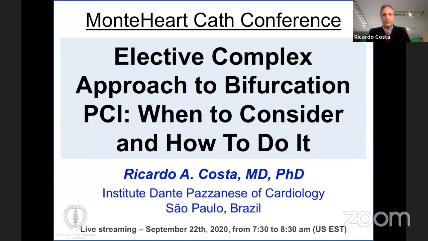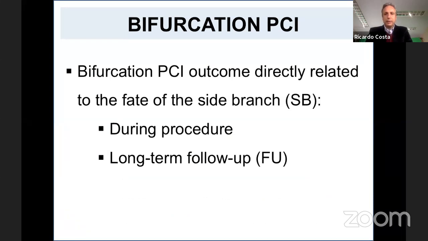Okay, excellent. So the topic here is elective complex approach to bifurcation PCI, when to consider and how to do it. First of all, it's always great to remember, when we're dealing with bifurcations, why is it complex, or why can it be complex? Basically, bifurcation PCI outcome is directly related to the fate of the side branch, and that could be happening during the procedure and also in the long-term follow-up.